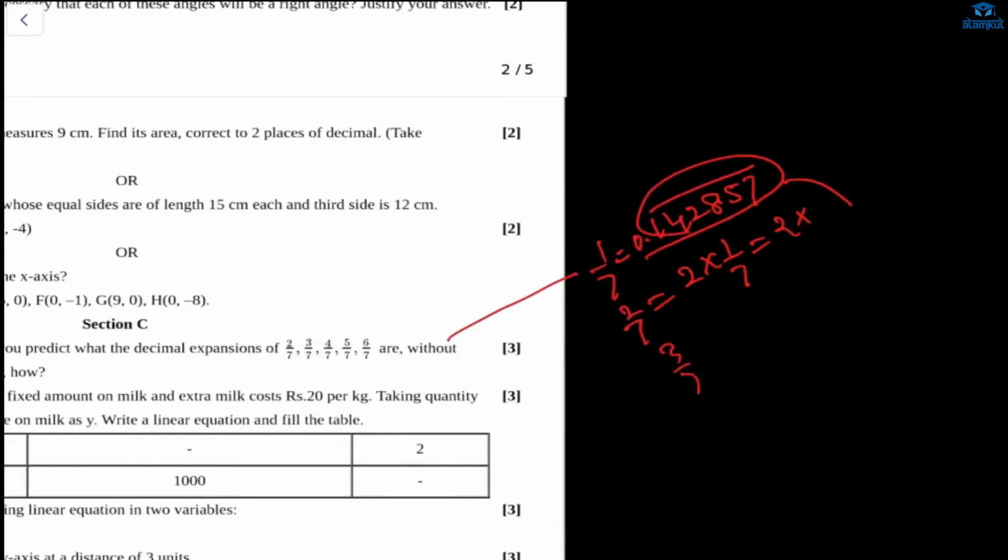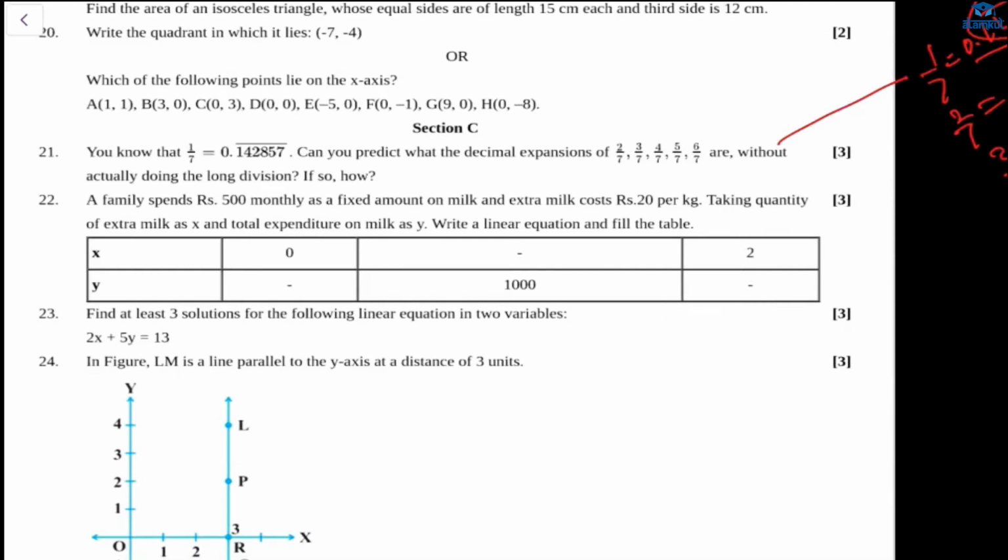Similarly, 3 by 7, you can write as 3 into 1 by 7. You will get 3 into the same value. Okay, and then you can write it down here. Understood? Any doubt? Shazan, any doubt now? No, ma'am. Okay. Now, who is going to tell me this equation?